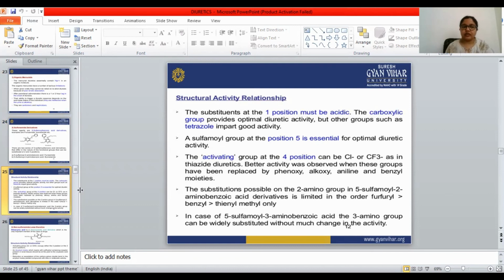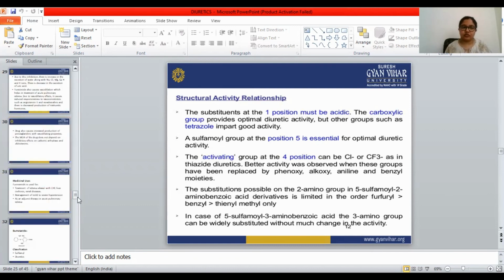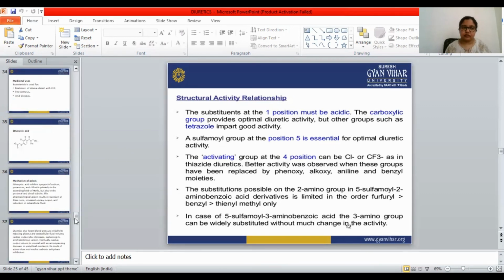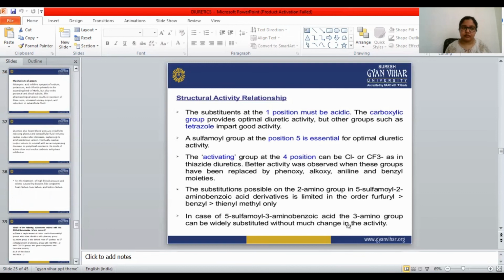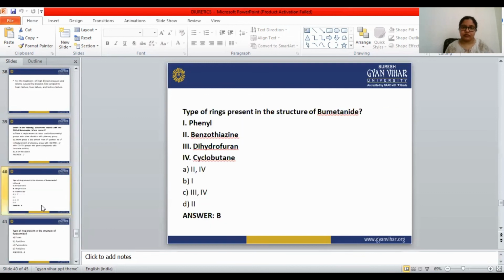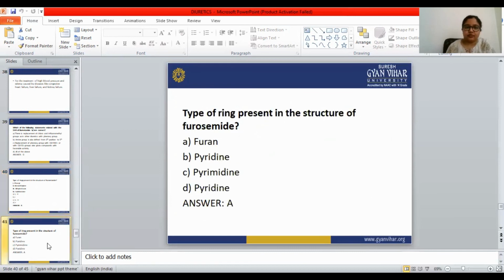Let's see some MCQs of this topic. What type of ring is present in bumetanide? The correct answer is the phenyl group. Phenyl group is present in bumetanide. And the type of ring present in the structure of furosemide is the furan ring. Furan ring is present in the furosemide drug.